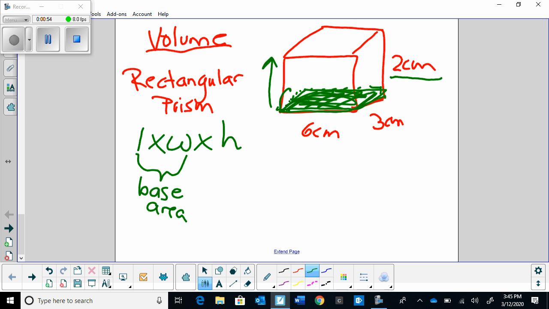So the formula for a rectangular prism is going to be length times width times height. Or in this case, the length is 6, times the width is 3, times the height is 2. And our answer would be 18 times 2, which is 36.